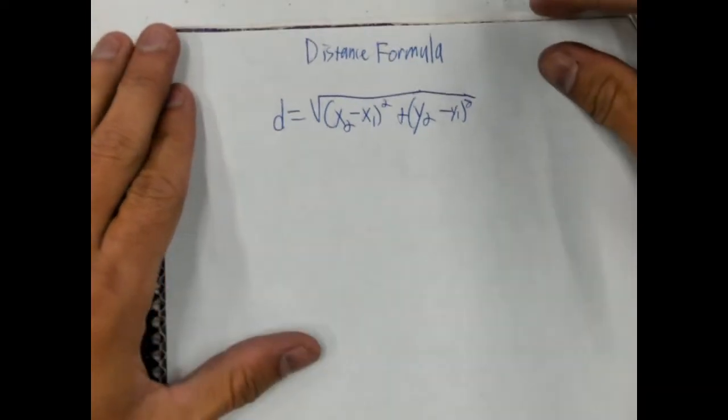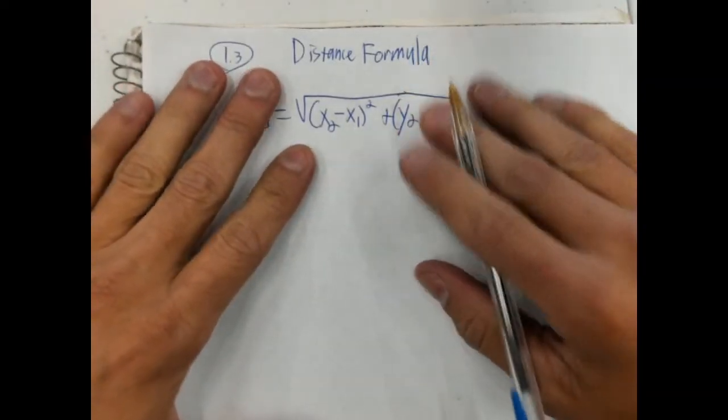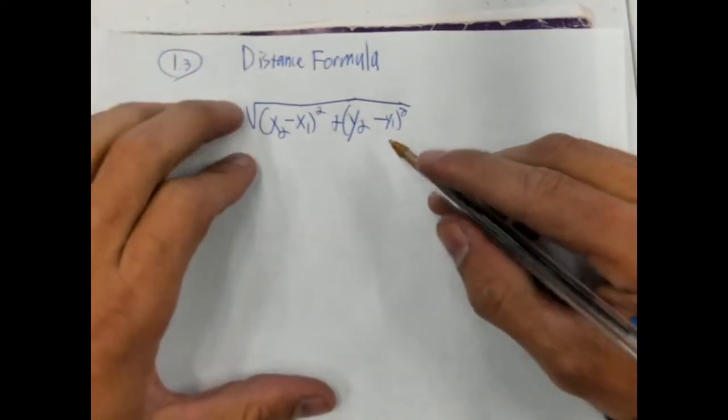Hey everybody, so today we're going to talk a little bit about the distance formula, which is the other piece of the puzzle. It goes along with midpoint. We're going to basically use this formula to calculate the distance between 2 points.